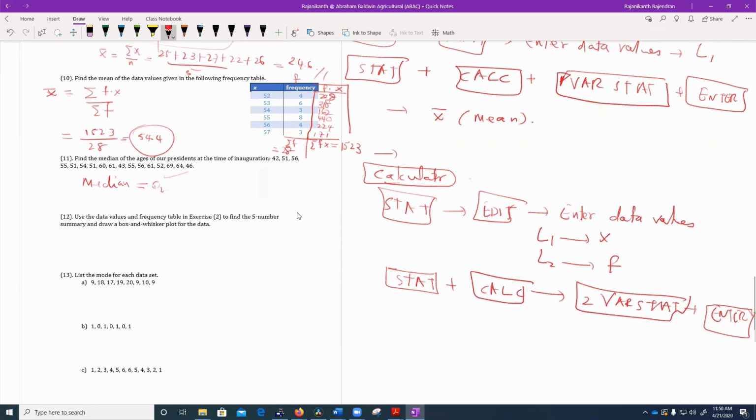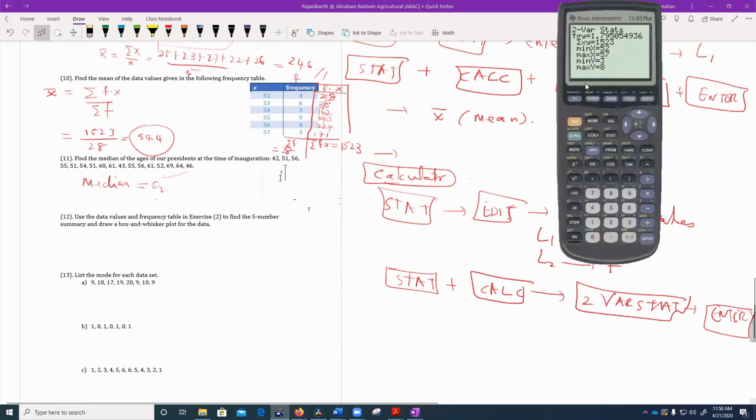Do I need to do that? You can go over it one more time. Okay, so I'm just entering all the data values. So go to stat, edit. Let me clear first.